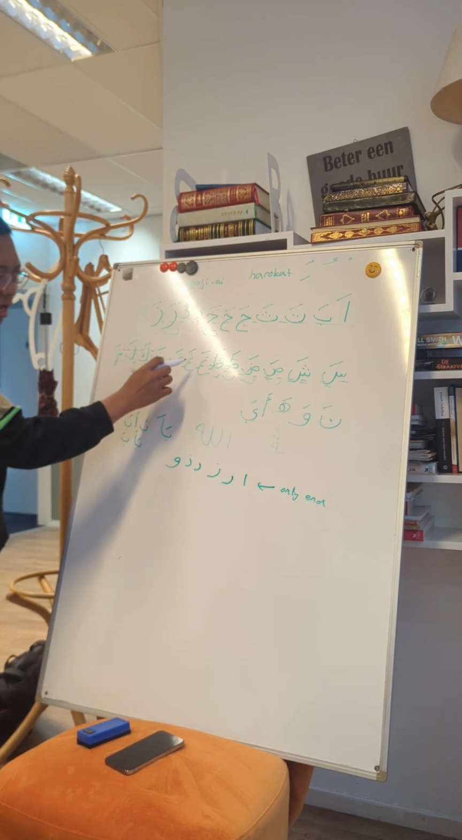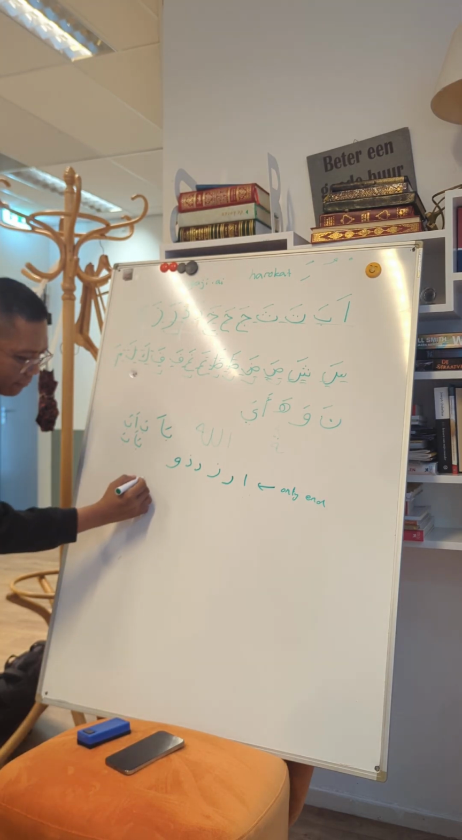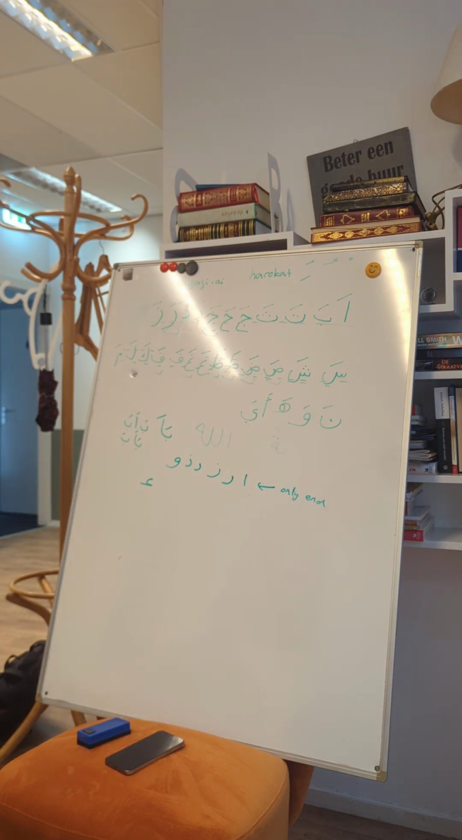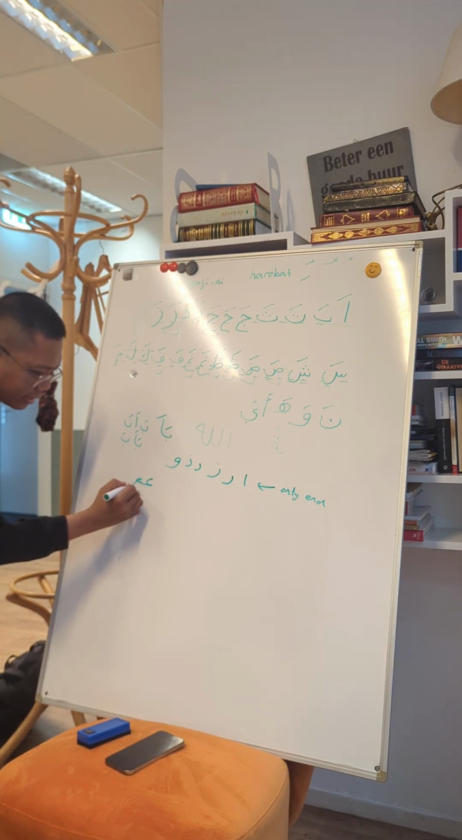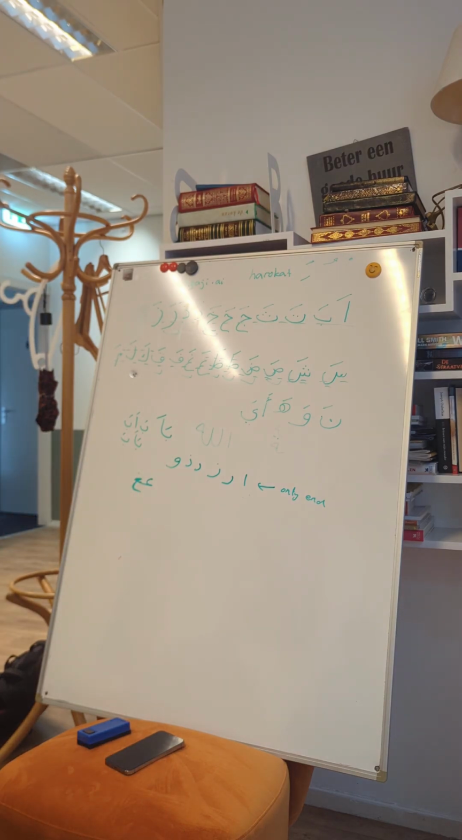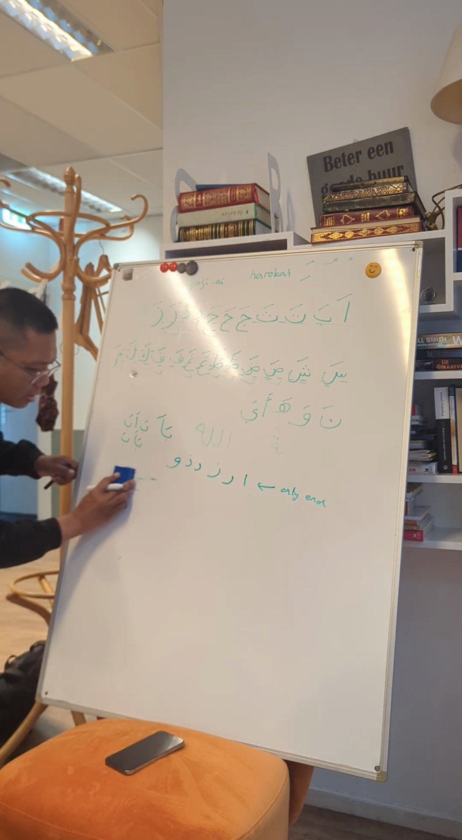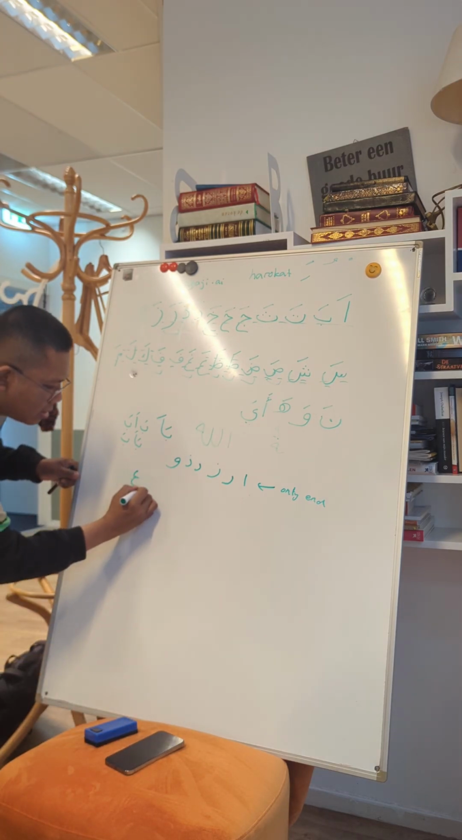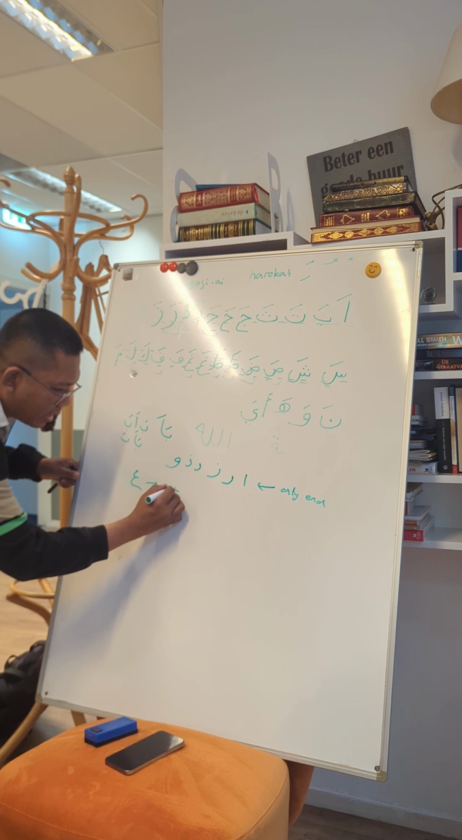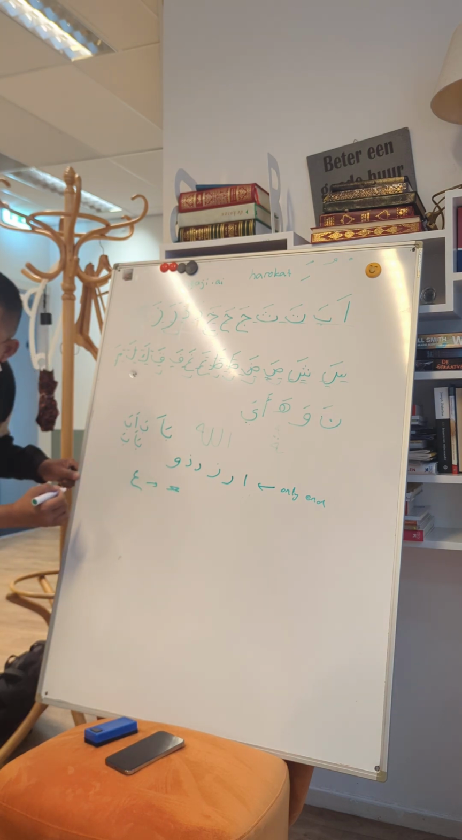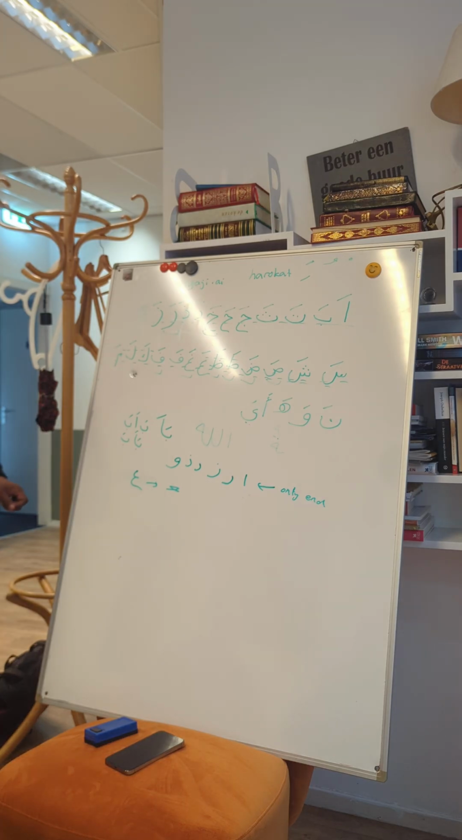For example, Ein and Ghain, in the beginning it is like this. How is it at the end? At the end it's going to be like this. And the beginning will also be like that. So the Ein will become something like that in the middle or at the end. So it is a bit different rules.